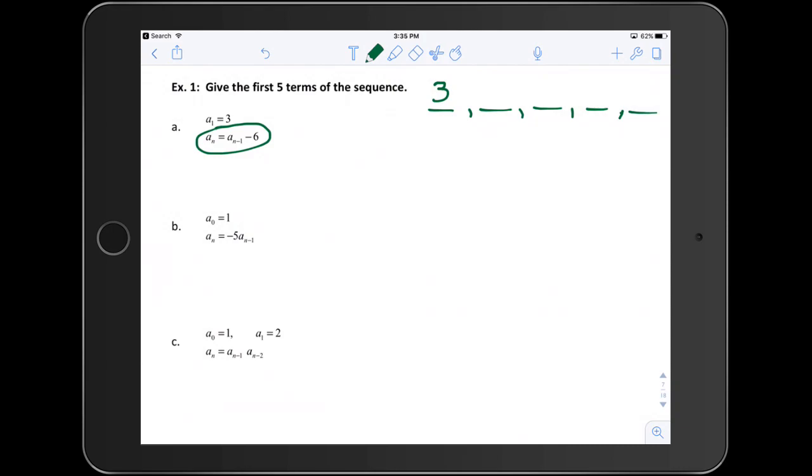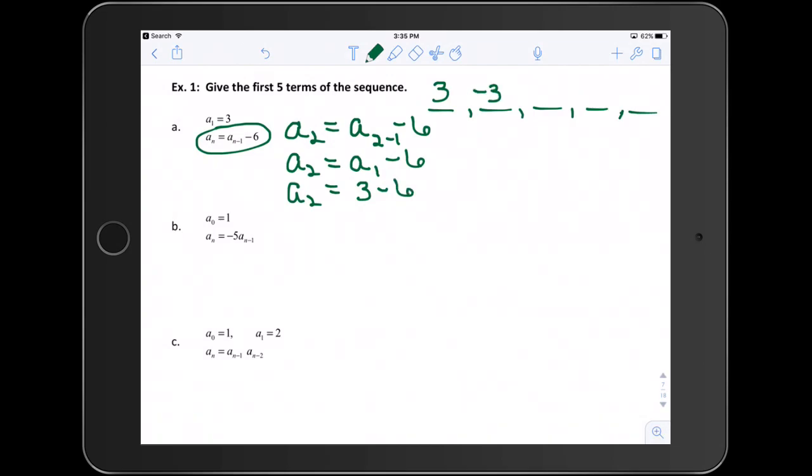I need to know the value of the second term, so a sub 2. So that means we want to know the second term, minus 1. Notice that that's the notation, minus 6 out back. So we have that the second term is going to equal whatever the first term was, a sub 2 minus 1 is a sub 1, minus 6. So to find that second term, we're just taking that first term, which is 3, and subtracting 6 from it, which is negative 3.